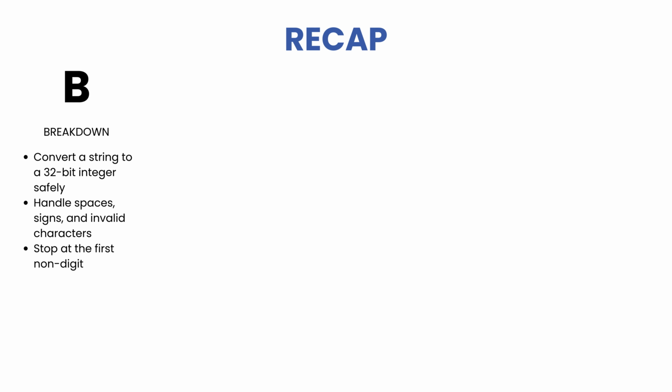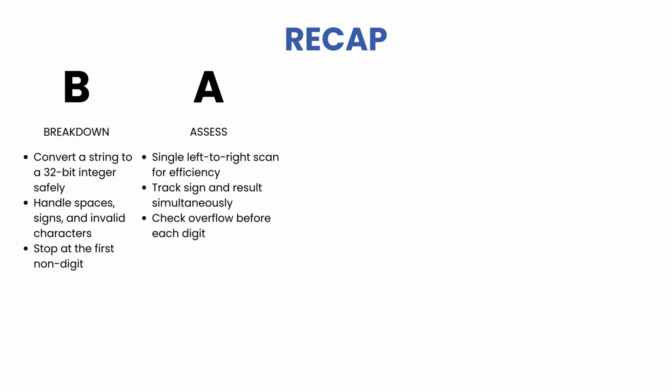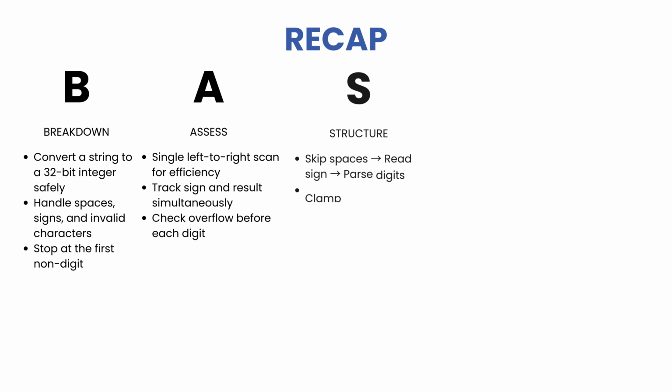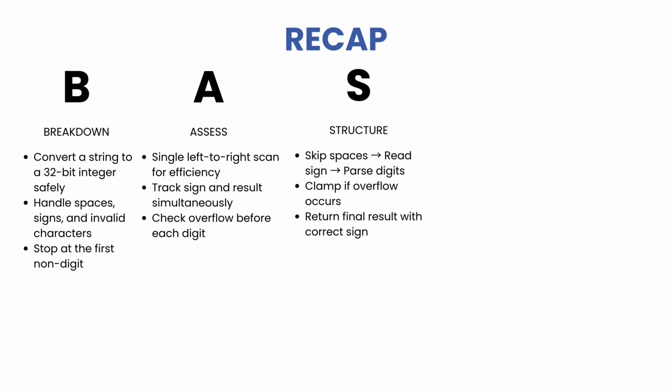Assess recap. We looked at how a single left-to-right scan can get the job done efficiently, keeping track of sign and digits while staying mindful of integer limits. No fancy tools, just logic and order. Structure recap. Our plan was simple: skip spaces, catch the sign, read the digits, and carefully check for overflow before updating the result. Each step built naturally on the last, leading to a clean, predictable flow.